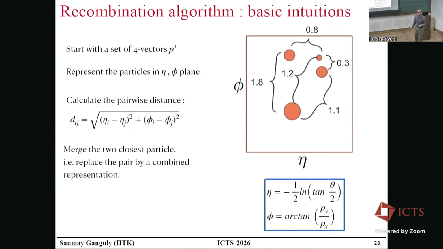And what does it mean to replace? When you merge two particles, you essentially combine the four-momentum of those two particles into one, just add them, and then repeat these algorithms and try to see, if you put an angular threshold, how many particles inside a circular opening get combined into one jet. This is the naive idea about a recombination algorithm.